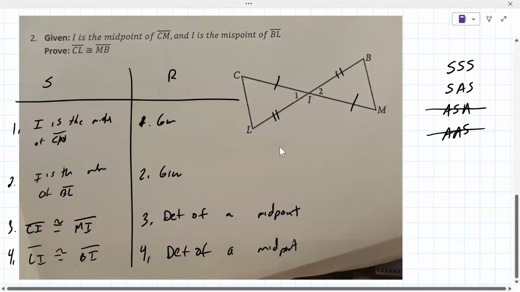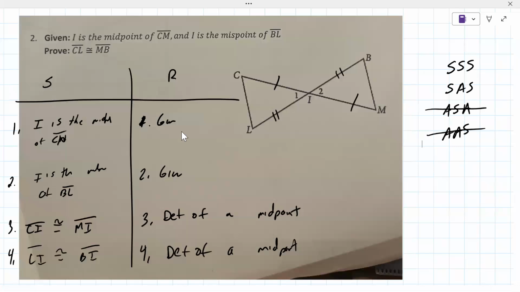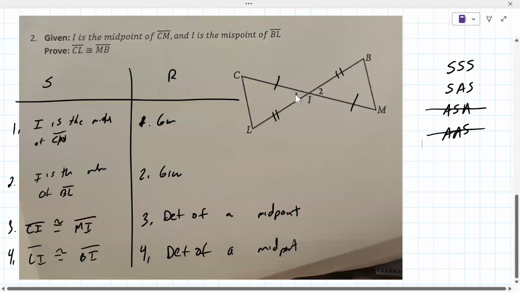Now we get to the important question, which is why. Why is it side angle side? Is B and L considered a side? That's not considered a side, right? When they meet together, nope, you need to prove that the angle between the sides is congruent. The angle between.